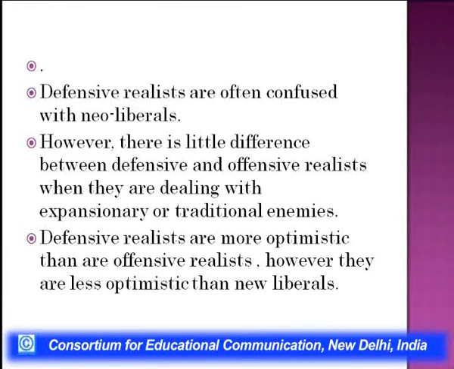Here they are trying to tell us that one should not confuse the neoliberals and the defensive realists, because neoliberals always talk about absolute gains, but defensive realists also talk about relative gains. And the second is, whenever they have to deal with traditional enemies, whether defensive or offensive, they deal with might. And the third point they try to tell us is that defensive realists are more optimistic. They want the world to be more stable rather than unstable. But offensive realists always try to maximize their power in the world system.